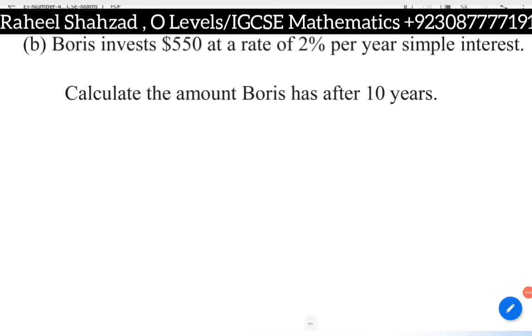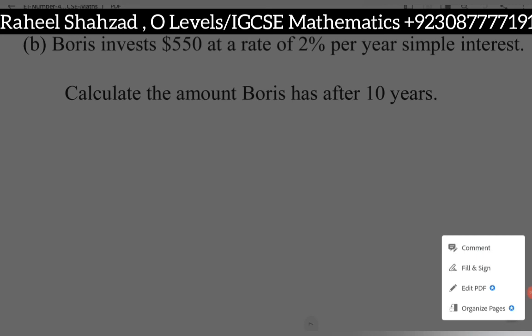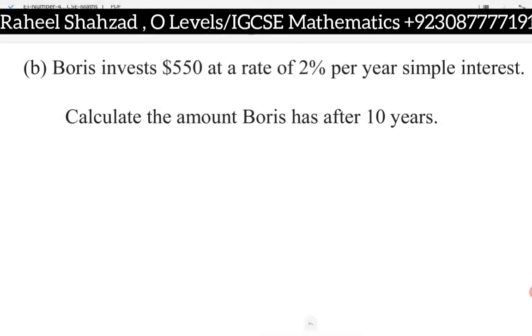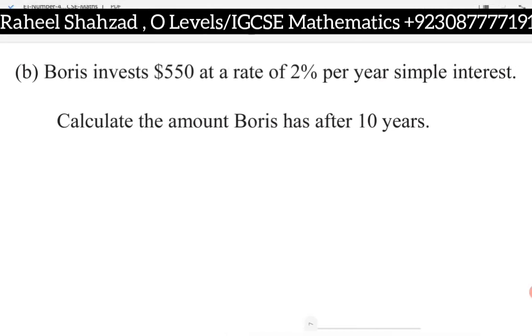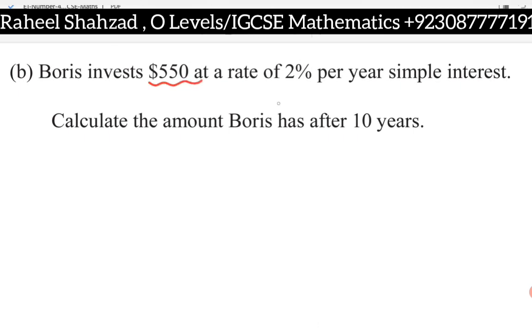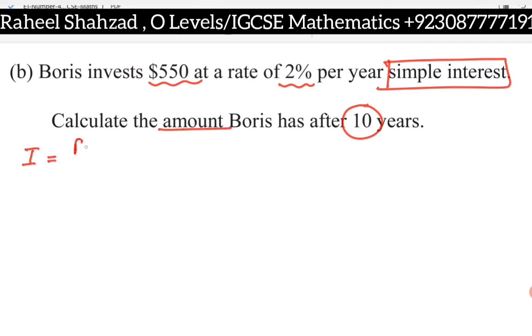So here is another question, and in this question it says Boris invested 550 at an interest rate of 2% per year, simple interest. Calculate the amount Boris has after 10 years. So this is time. Now we're looking for the amount. For this we need to find the interest first. Interest is equal to principal times rate times time upon 100. So interest will become equal to principal is 550 times interest rate is 2%, time is 10 years, upon 100.